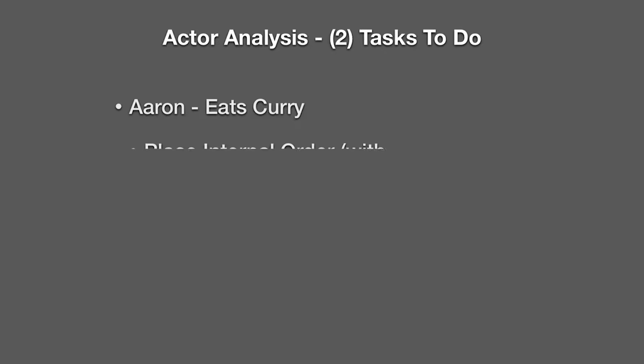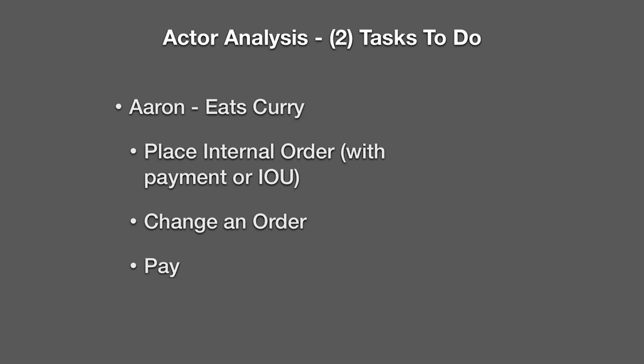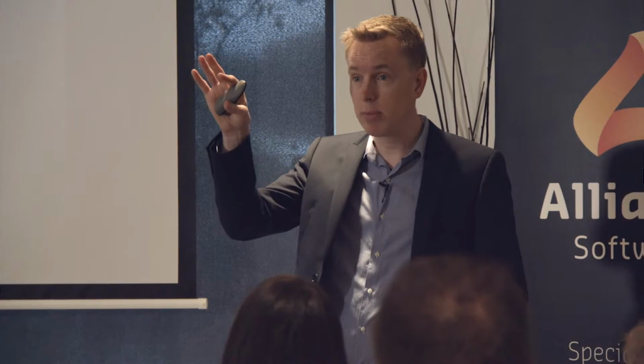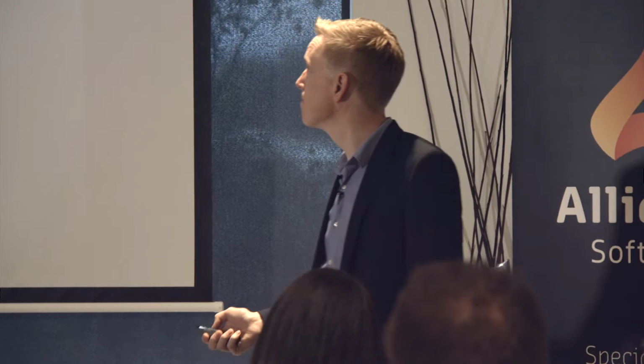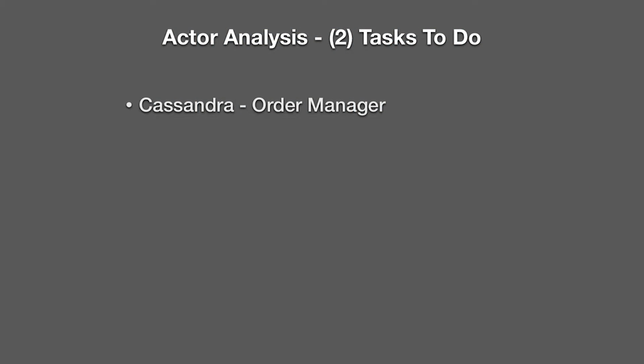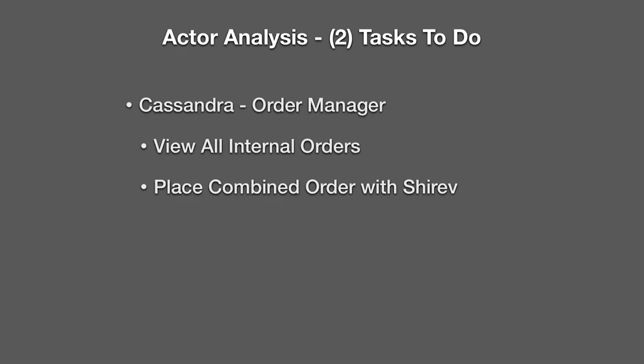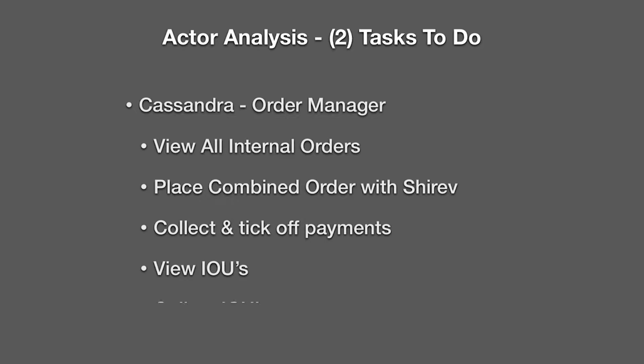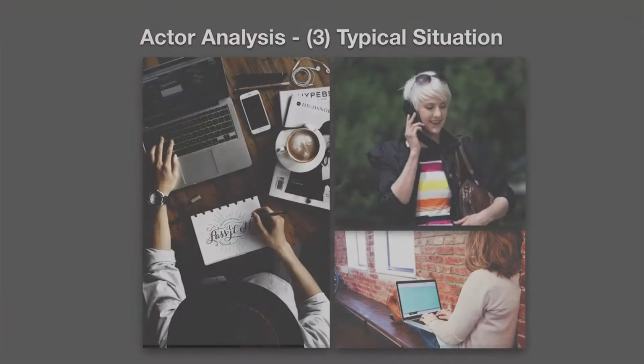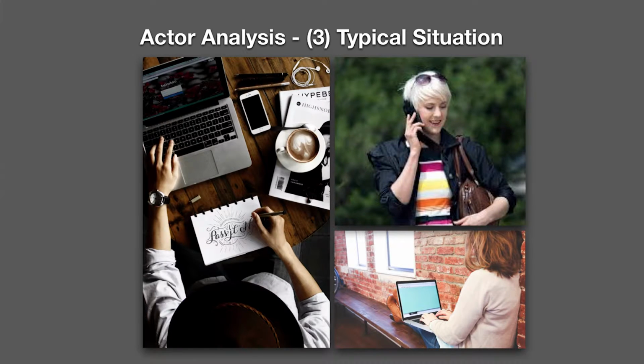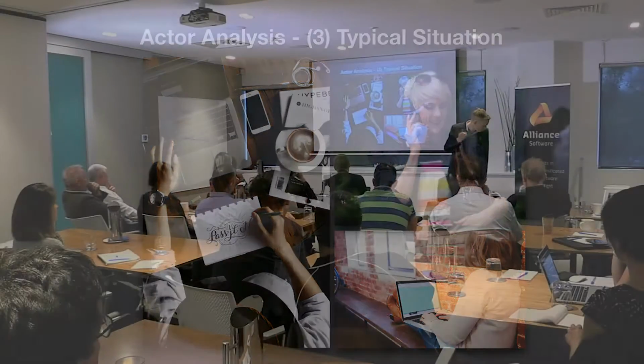Let's look at some of the tasks to do. So Aaron, he wants to place an internal order, he wants to change an order, and he wants to pay off an IOU. And that's as simple as it is. And for a lot of these systems, if you just say, these are the people, and this is what they want to do. They want to do this, they want to do this, they want to do this. This is not hard analysis to do. Cassandra, she wants to view all the internal orders. She wants to place a combined order with Sharev. She wants to tick off the payments, and she wants to view the IOUs and collect the IOUs.